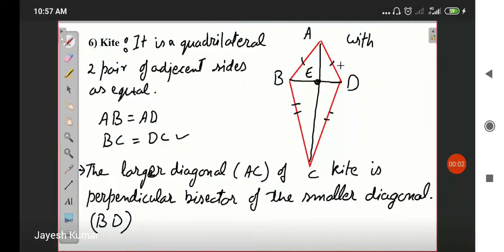Okay, students, now we will start with the chapter. Till now we have revised all the quadrilaterals that we learned till our previous class, that was class 8. And now we will move on to the quadrilateral part of class 9.